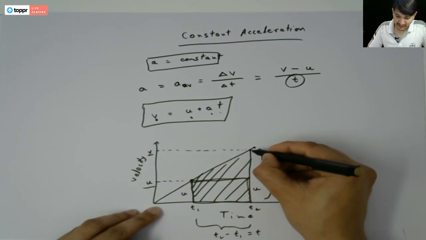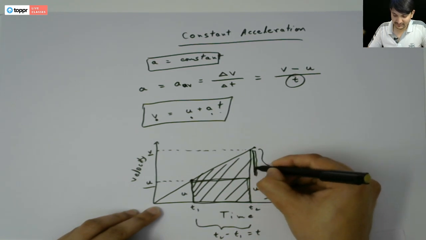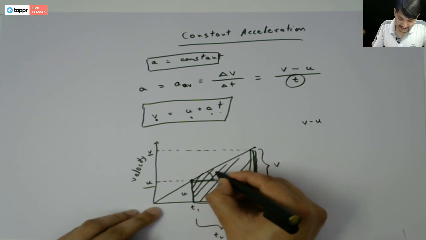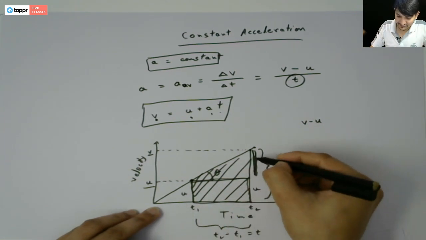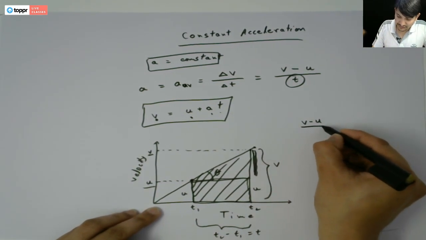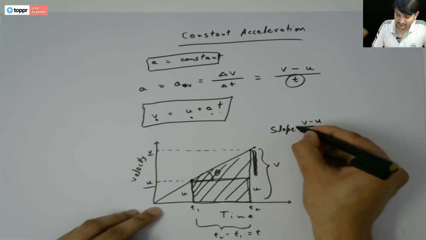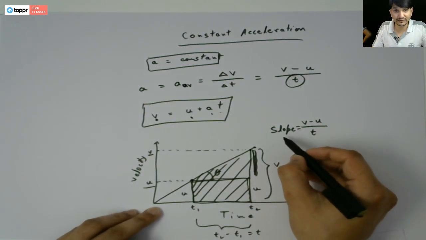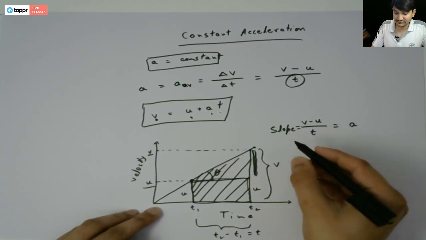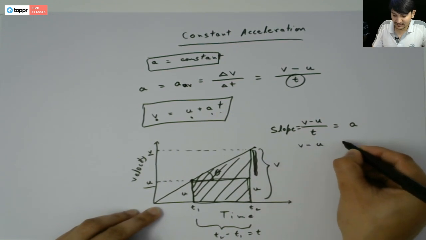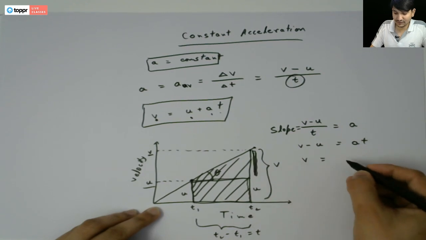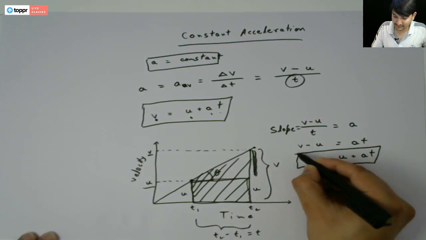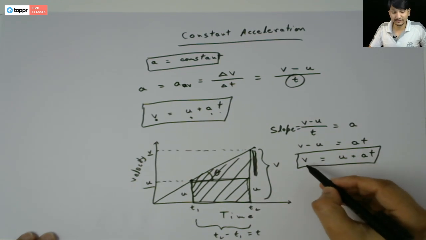So this part is equal to v minus u, and this angle is theta, or say tan theta, which will be equal to v minus u. Simply, slope equals v minus u divided by t2 minus t1, or t. And we know that the slope of any velocity time graph is acceleration. Relating the two, we get v minus u equals at, or v equals u plus at. We derived the same formula using the velocity time graph, v equals u plus at.